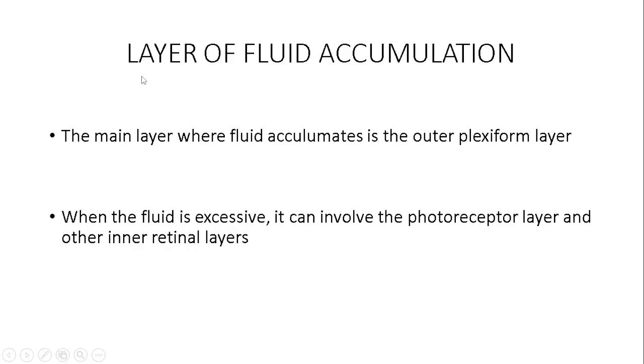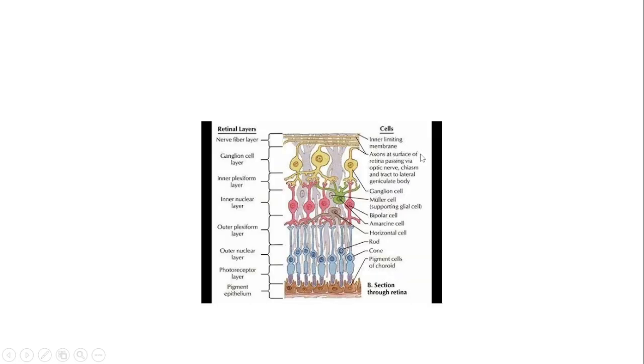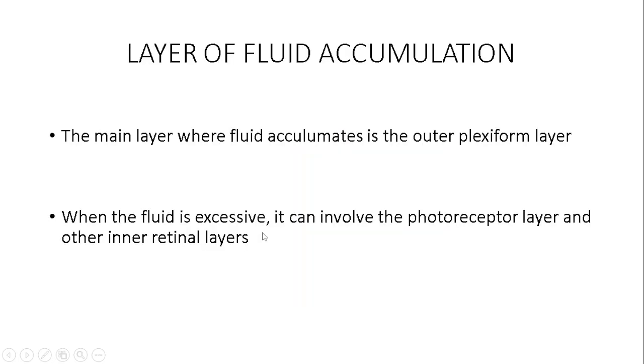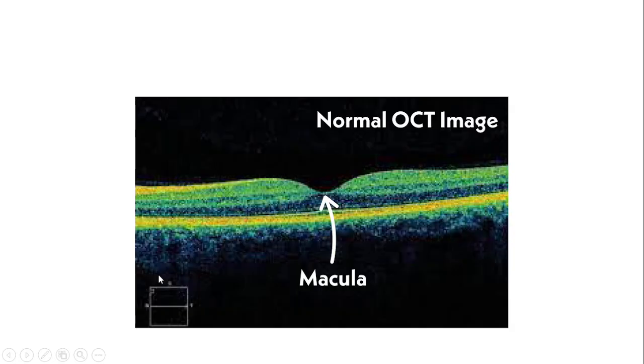There's a layer of fluid accumulation on the retina, right? The main layer where fluid accumulates is the outer plexiform layer. That is the layer which gives room for fluid accumulation or edema. However, when the fluid is excessive, it can involve the photoreceptor layer and other inner retinal layers. Let me give you a typical example here.